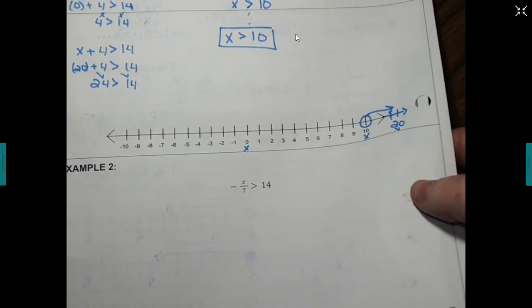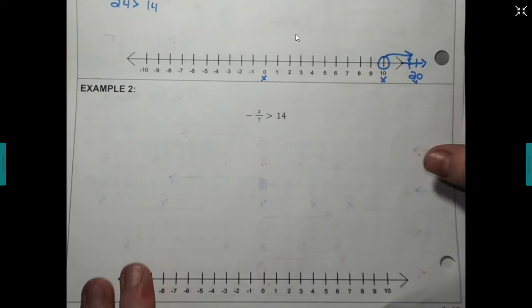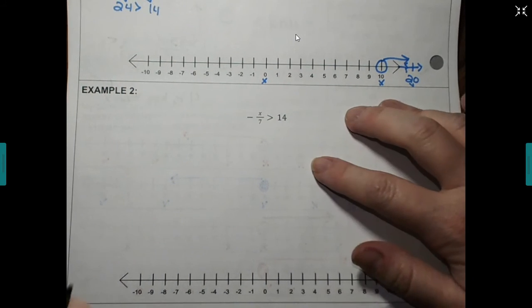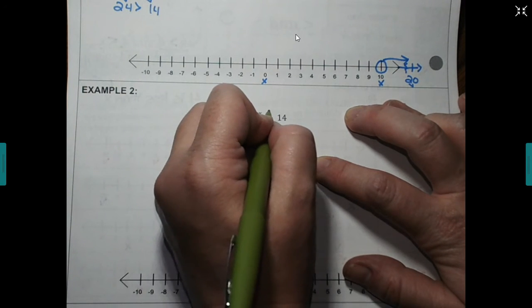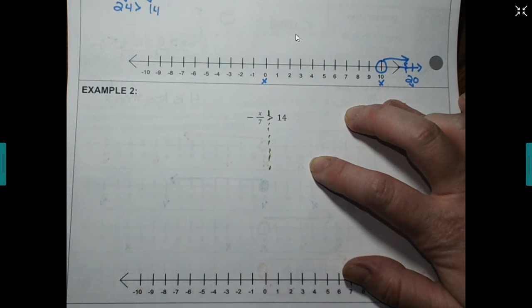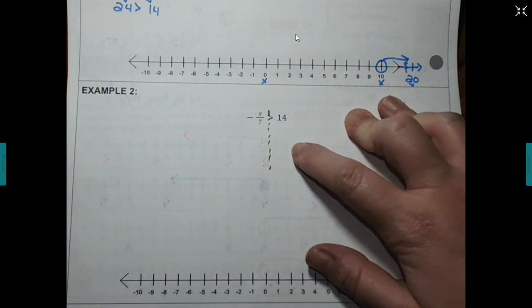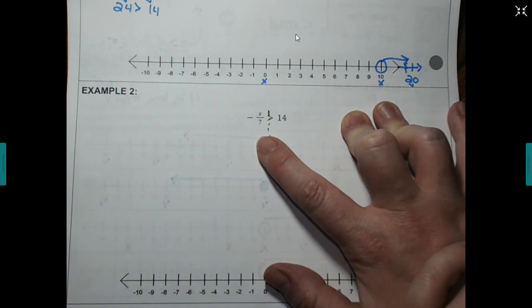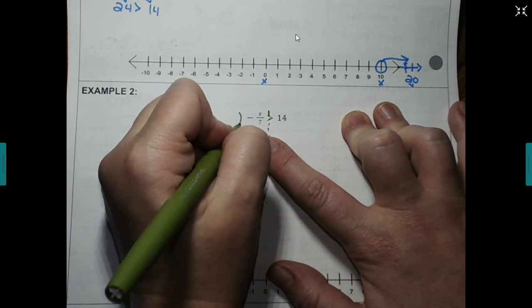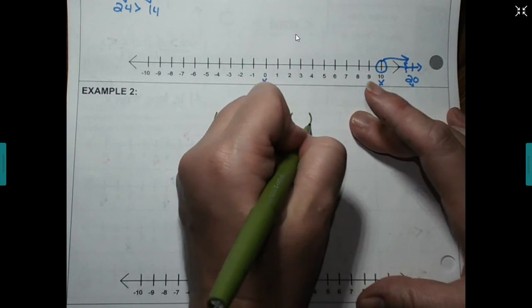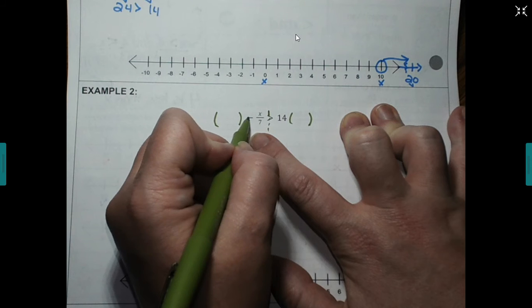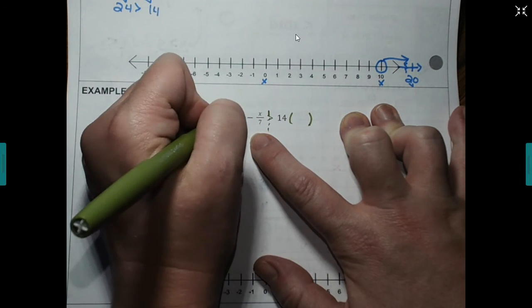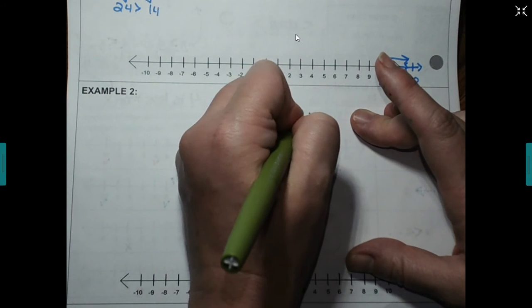Now let's look at this next one. We have negative x divided by 7 is greater than 14. Let's bring our gate down. I know that I want to get x by itself. Since x is being divided by something, I'm going to undo that with multiplication. I'm not going to multiply just by 7, because that would leave my negative here. I'm going to multiply both sides by negative 7.